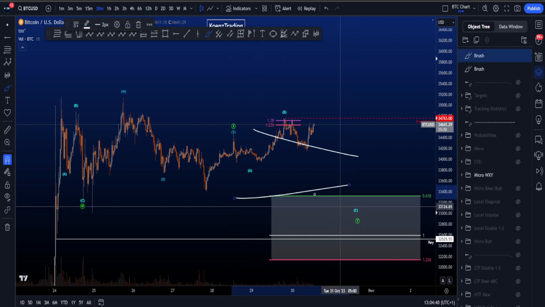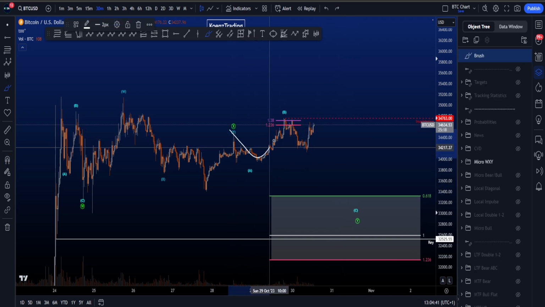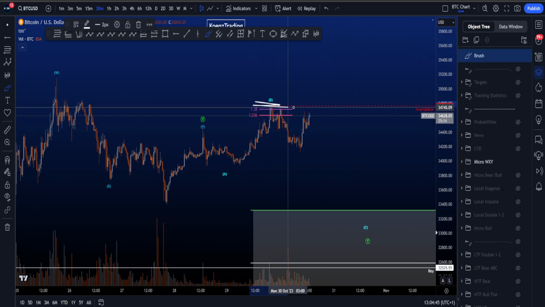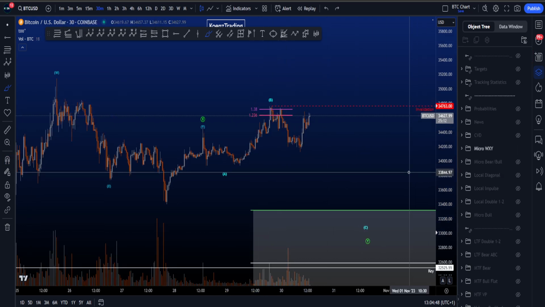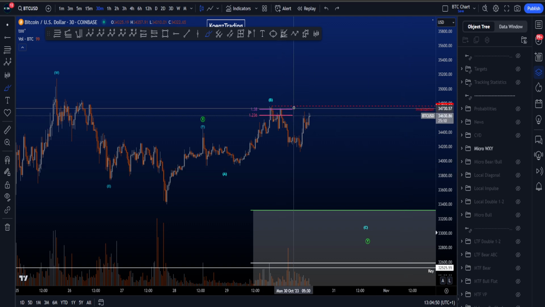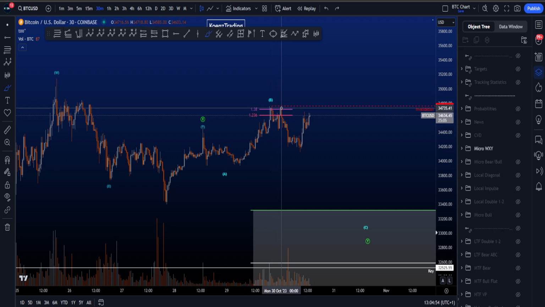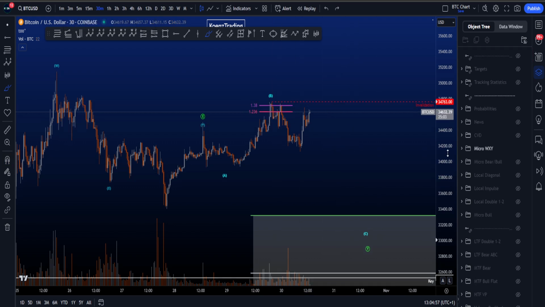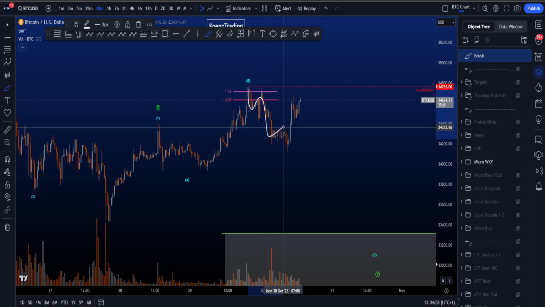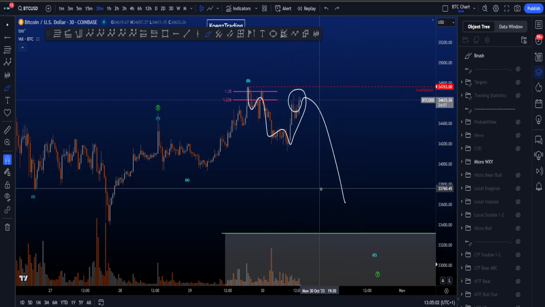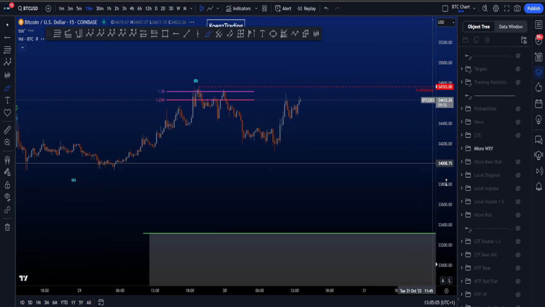Now a triangle is not something I'm looking for here. I'm then looking for this flat structure ABC to the downside, where the invalidation again is this high at 34.763. Now this is the most common target area for a wave B, which has been nicely respected, and then you want to see continuation to the downside, where this is then your first 5-wave structure in a wave 1. This is your wave 2. You want to see price continuing to the downside in a wave 3.